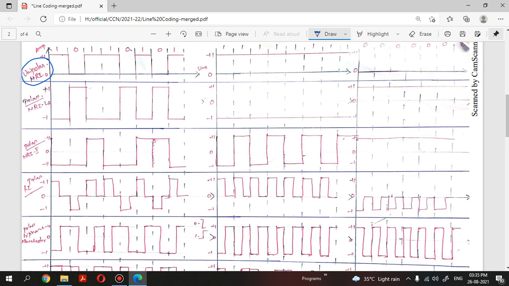One is 0 voltage, another one is positive voltage, another one is negative voltage, right? Three voltage levels exist, and here the important thing you want to note down is, for 1 we give negative voltage, for 0 we give positive voltage, right? So 1 is negative voltage, 0 is positive voltage.